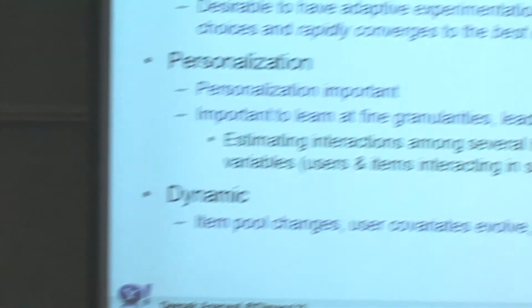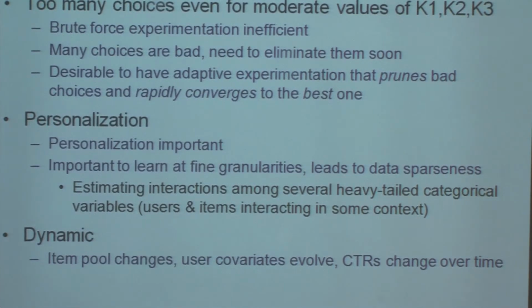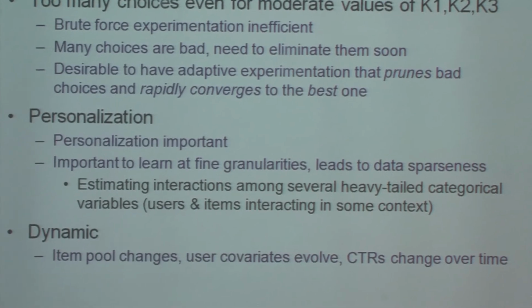Secondly, personalization is important, right? One size fits all is no longer the norm on the web. It used to be that way long ago, but today everybody's moving toward personalization, right? And so it is important to learn things at very fine granularity. Now that's a very good ambition, but as soon as you start learning things at very fine granularities, it leads to data sparseness. So we have a lot of data on the web, but still it's too little to learn what we really want to learn about each individual user and the user's affinity to items.